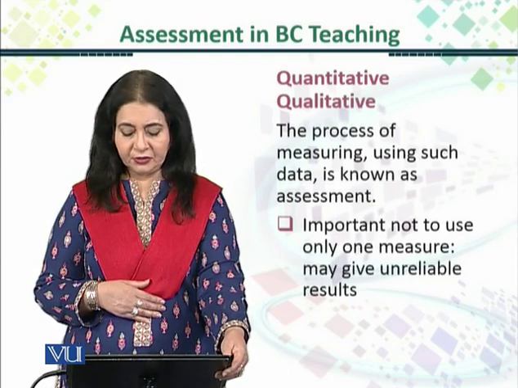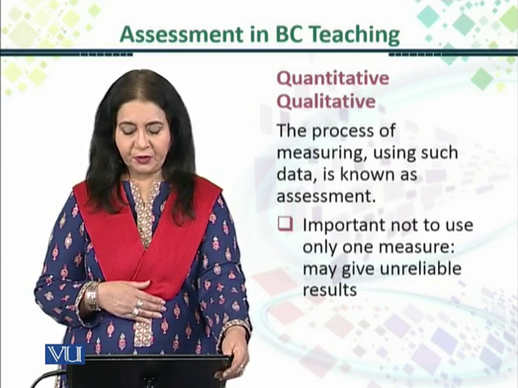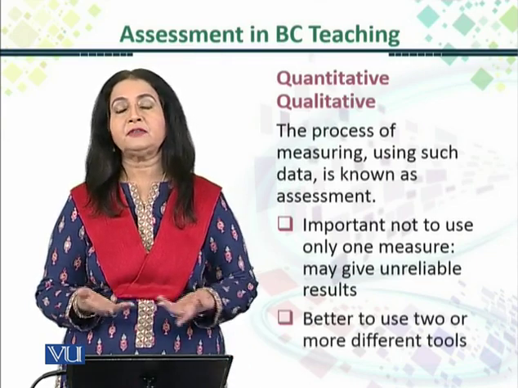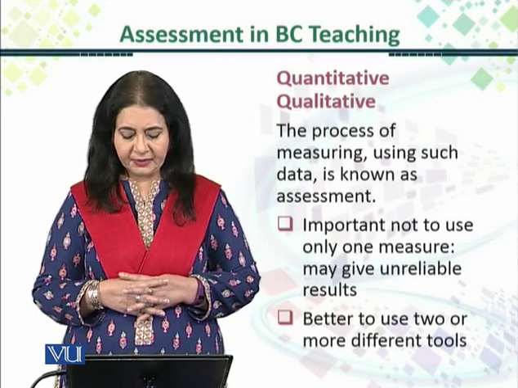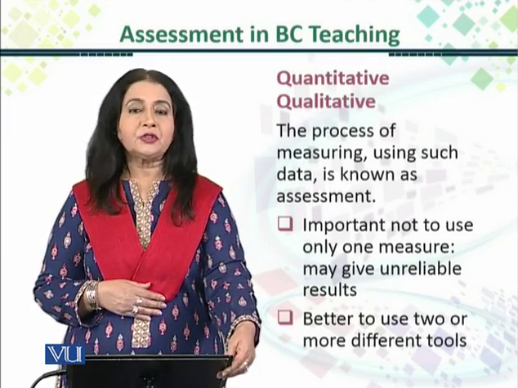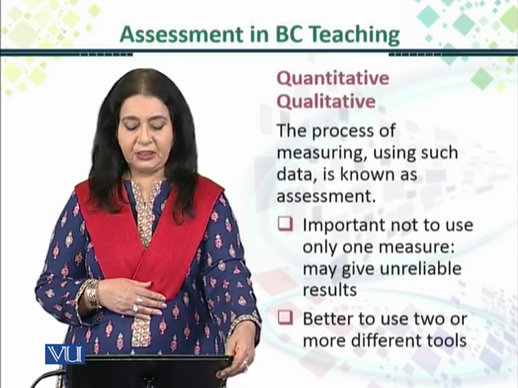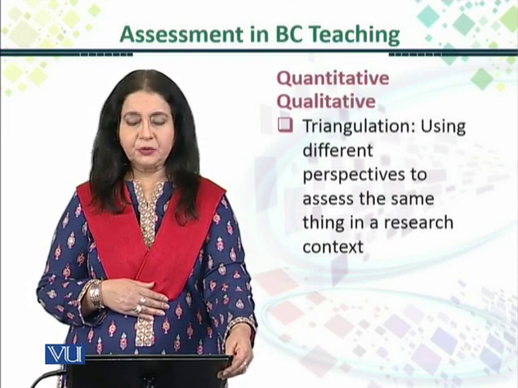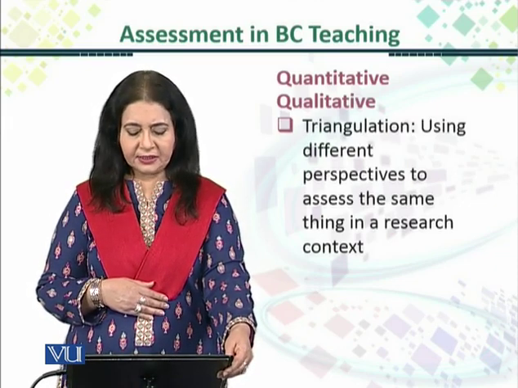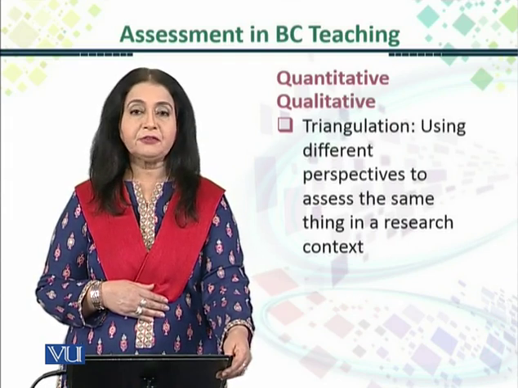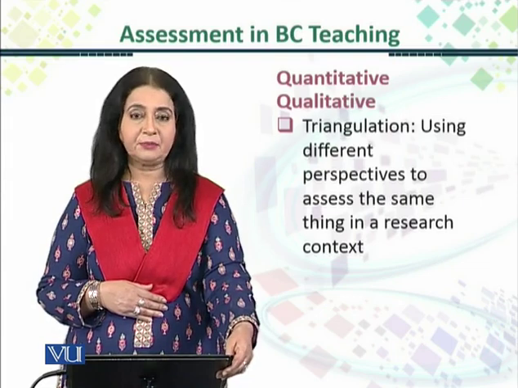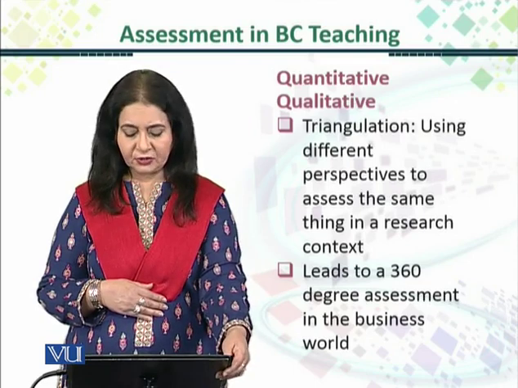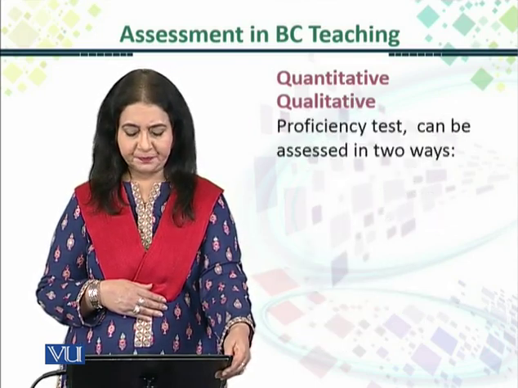However, it is important not to rely only on one measure of evaluation because it might give unreliable results, and it is better that quantitative and qualitative methods both are combined and different tools are used in order to carry out a just evaluation. When you use more than one method, it is referred to as triangulation. In the research context, basically you are using different perspectives to assess the same thing. However, in the business world, this type of method is called a 360-degree evaluation.